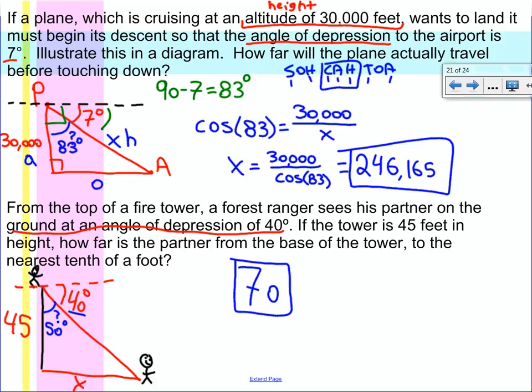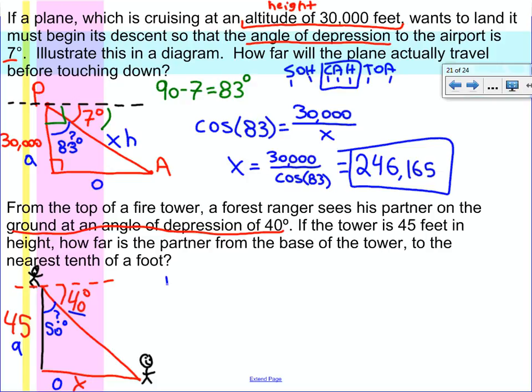Sorry, that is not your answer. My mistake. We are actually looking for something different than I thought we were. We are going to have to use the tangent ratio in this question. So my apologies if you wrote that out and you got it wrong and you're like, what am I doing? It's my mistake. We're looking for the opposite side, and we have the adjacent side, meaning that we needed to use tangent.